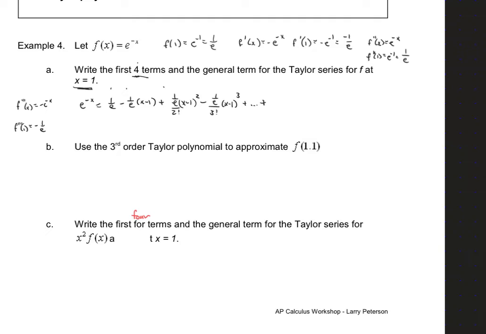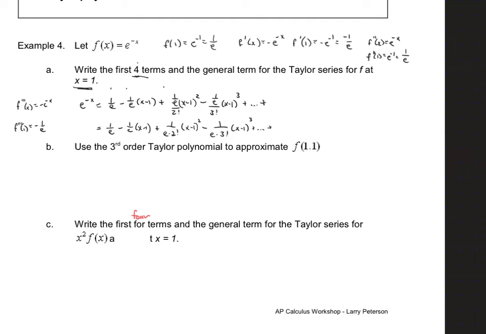and now we're supposed to find the general term, which means the nth term. Let me think on this a little bit. So let's do a little cleanup. We have 1 over e. It's going to be a minus 1 over e times x minus 1. That 2 factorial, so I'm going to call that a plus 1 over e times 2 factorial x minus 1 squared. And then I'm going to go minus, I'm going to call that 1 over e times 3 factorial x minus 1 to the third.